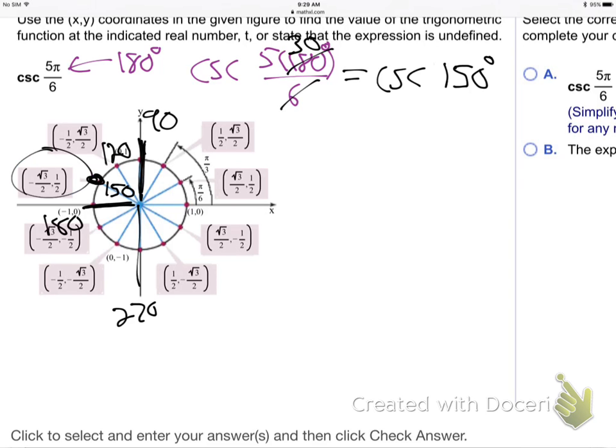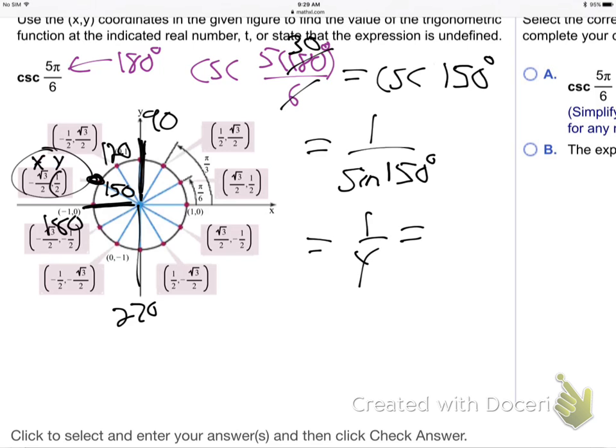Now cosecant is upside down of sine. Remember, it's the upside down of sine. So it's 1 over the y value, because sine is the y value, right? So this is the x value, y value. So it's 1 over a half. Flip it. 2 over 1, 2. Good? On that?